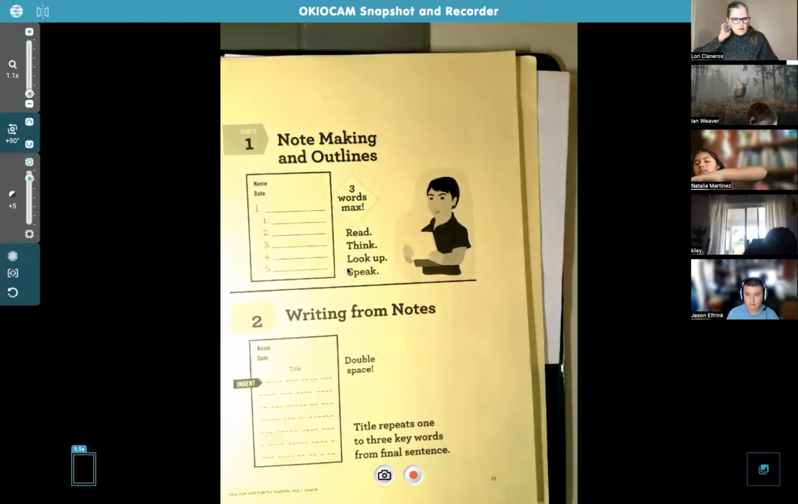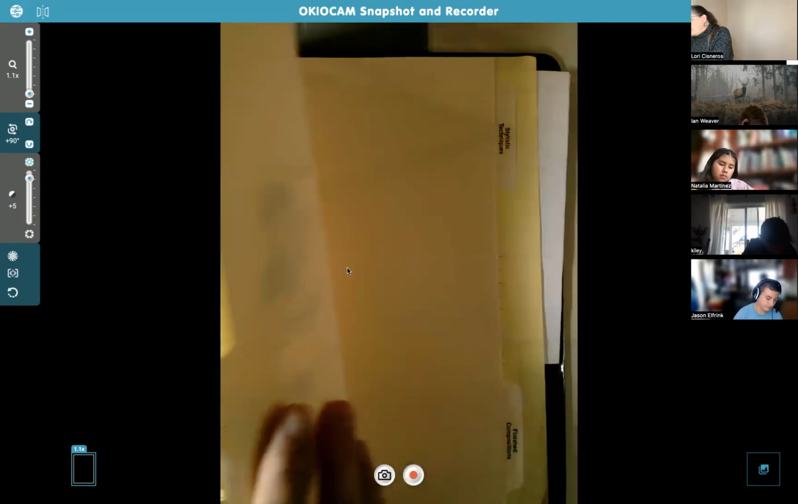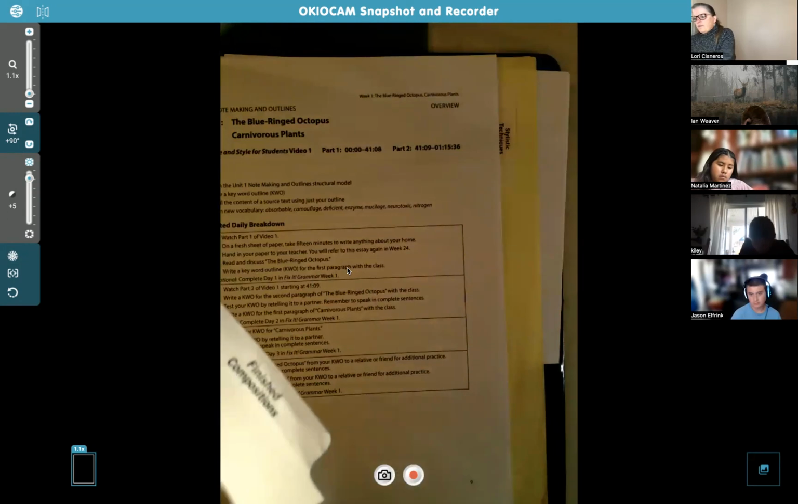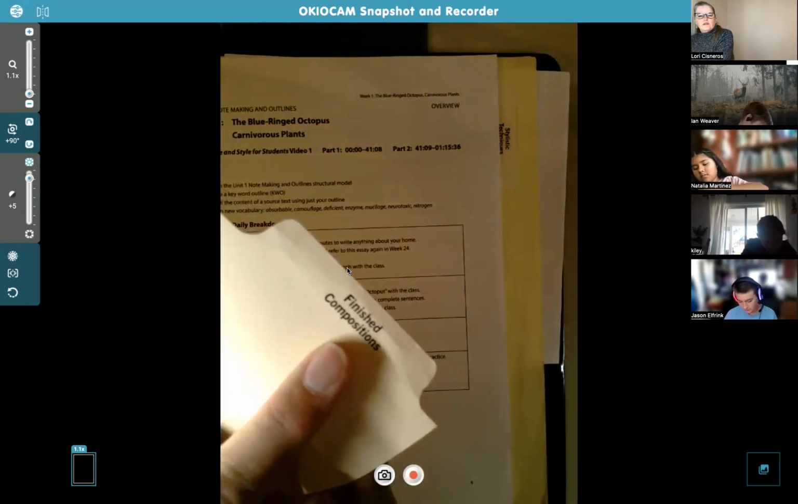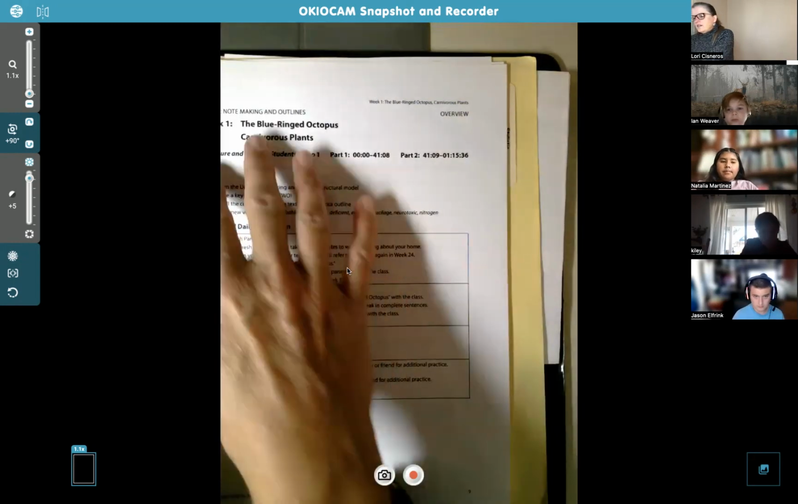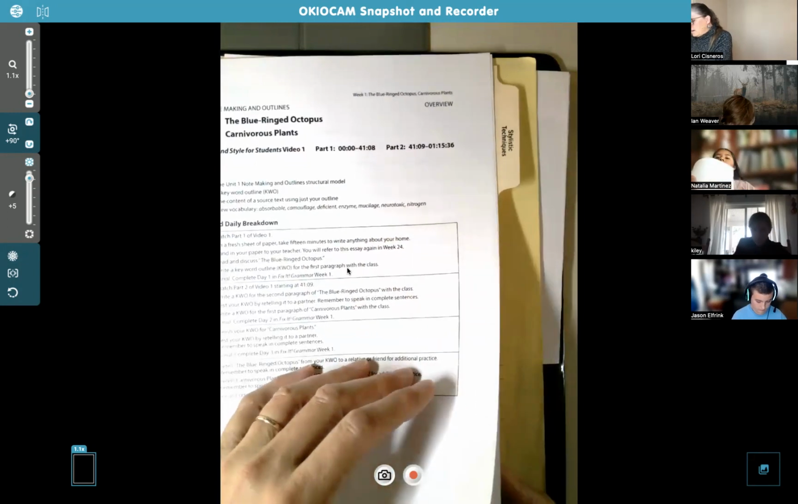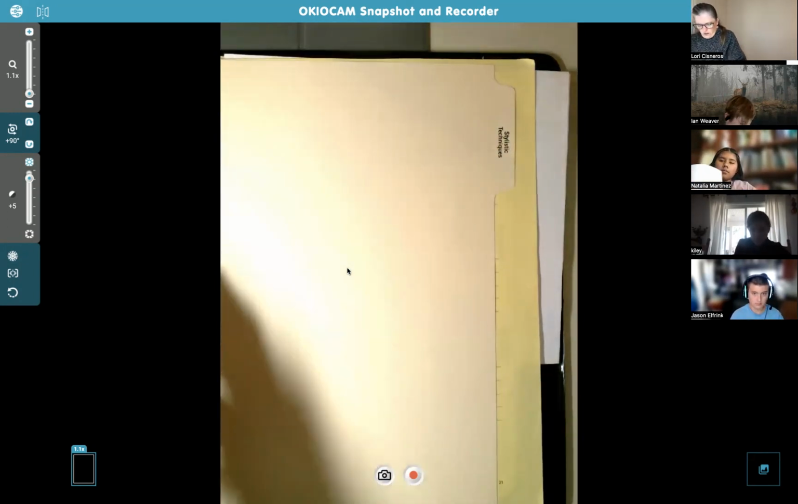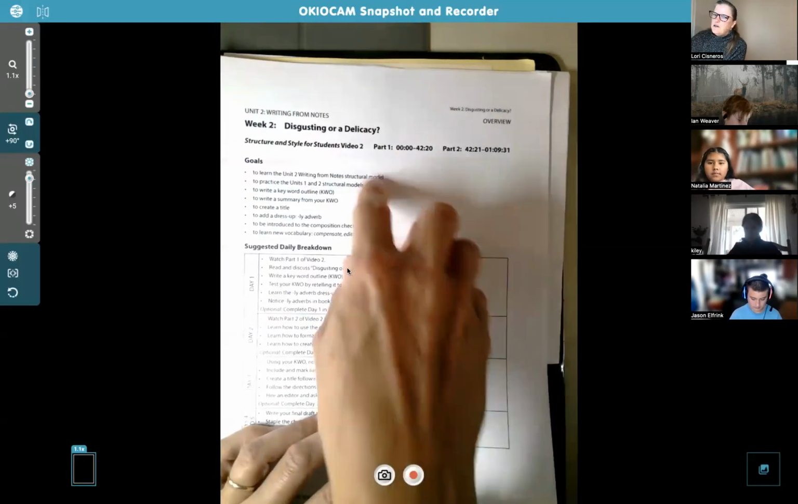We do a lot in the binder, so you've got to really, I know it's a lot, but close up your rings, and then I want you to turn to finished compositions, this one. And that one you should see like the blue ringed octopus. We already did that one. Go behind that, and now put away all that you have for disgusting or delicacy.